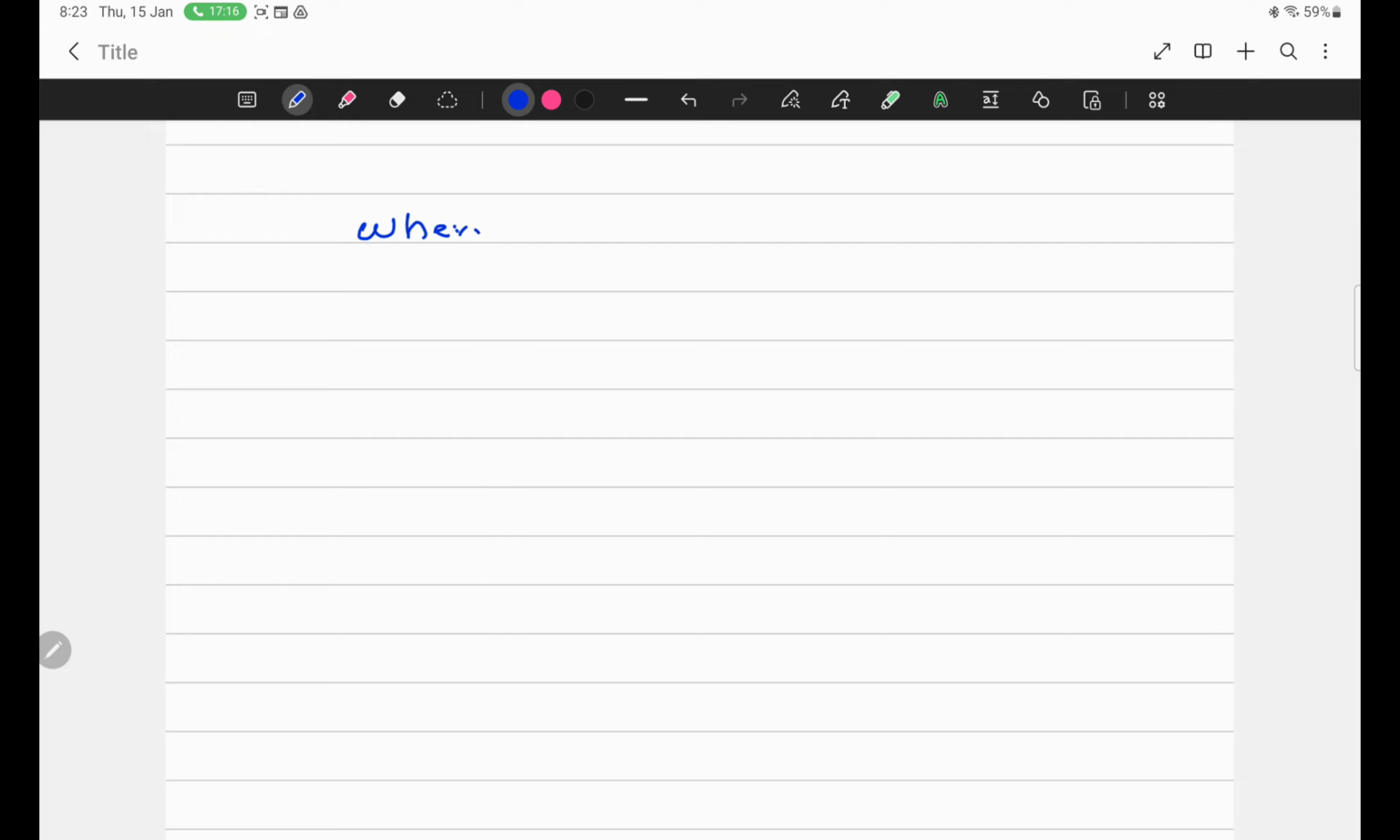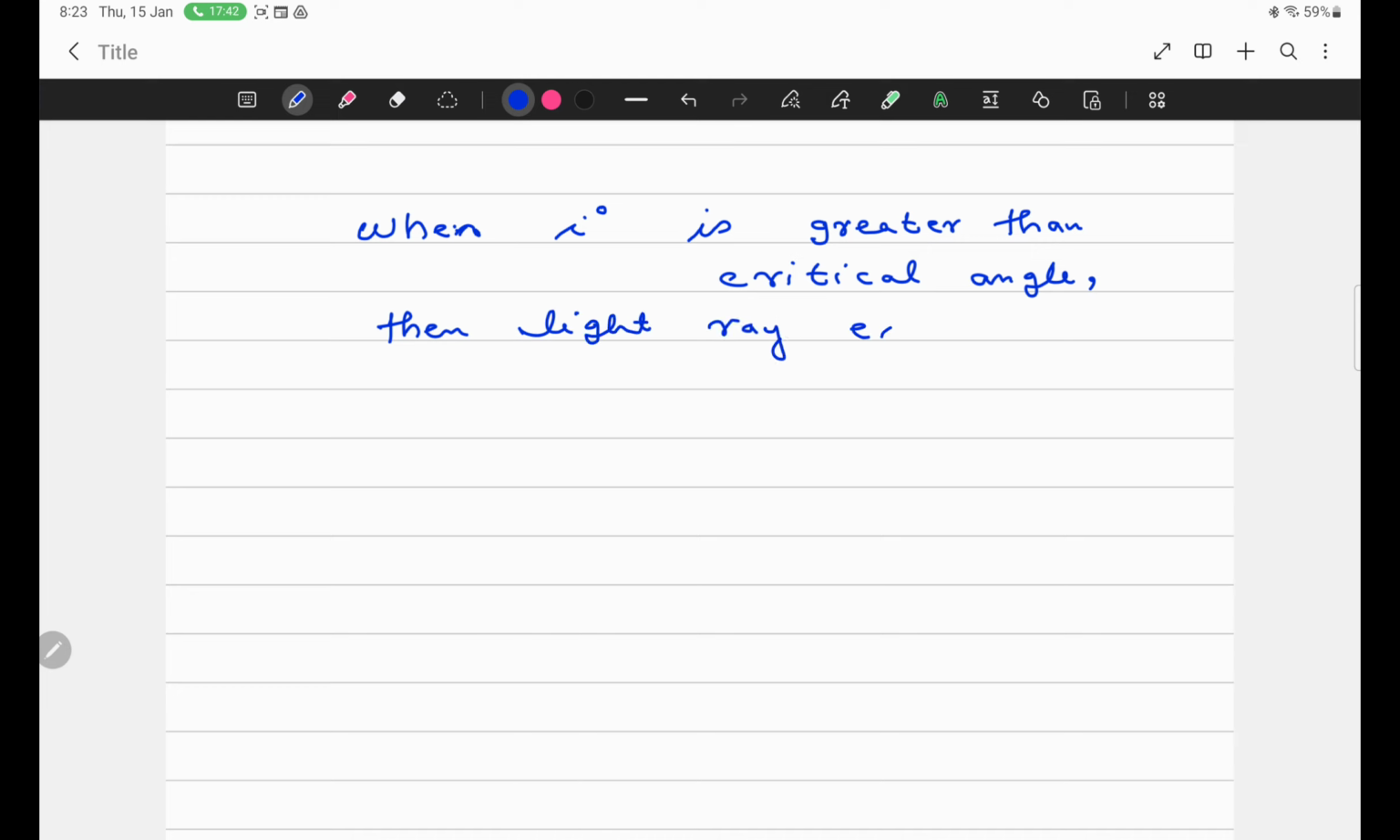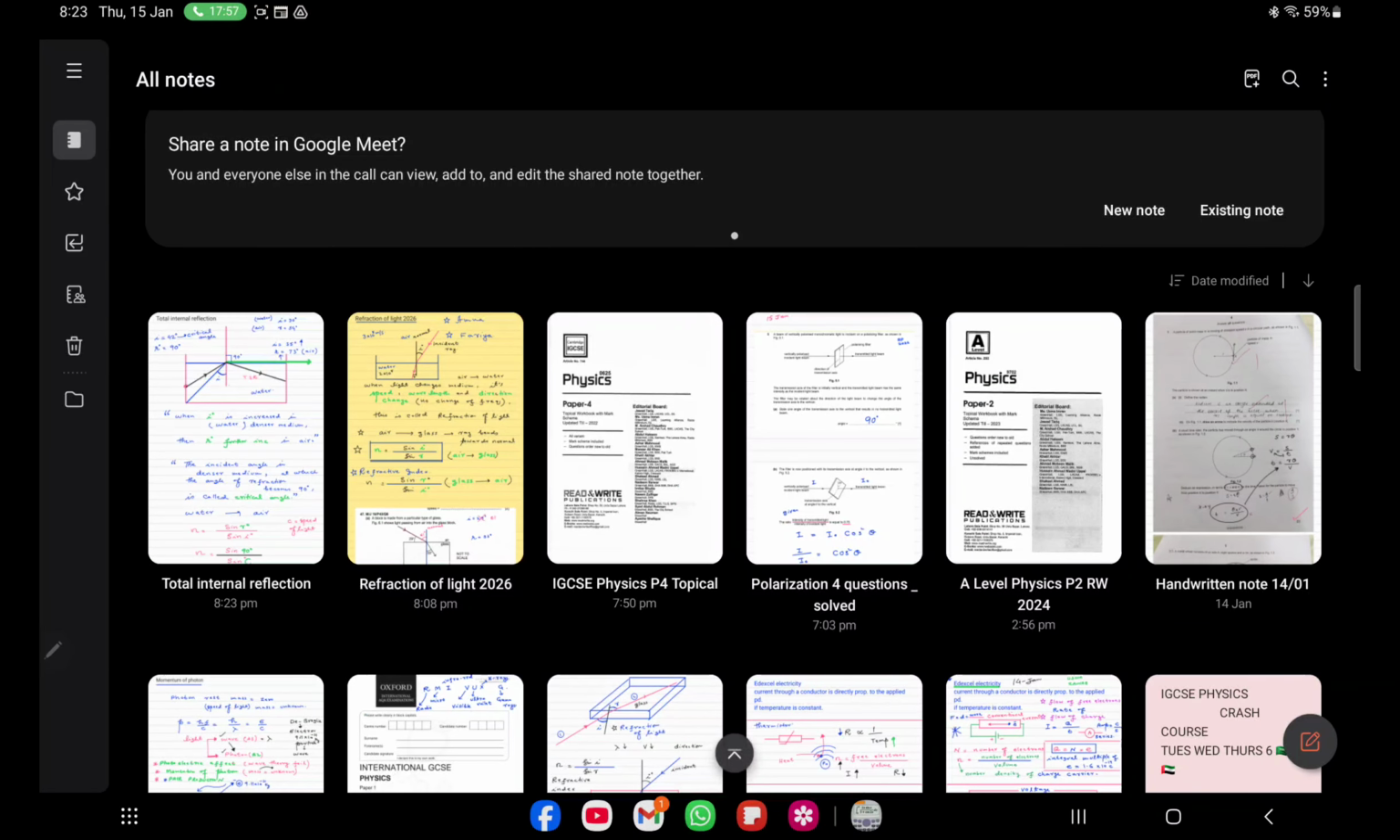When the incident angle I is greater than the critical angle, then the light ray exhibits total internal reflection. Okay, so this is the definition, and now we are starting questions from the past paper sheet.